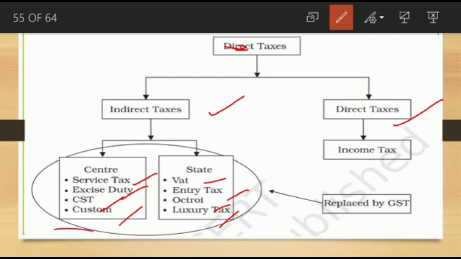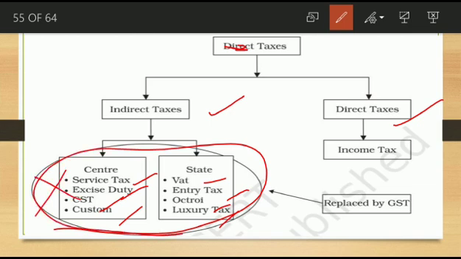Now all these central and state taxes are no longer in use; only GST is used. These taxes have been replaced by another name, that is GST.